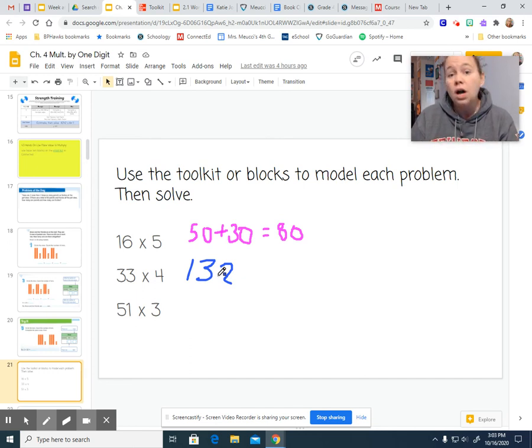I want you to pause this video, and then I want you to figure out this problem by yourself. Now you can either draw the base 10 blocks and cubes on your whiteboard, or you can open up the toolkit and give it a try. So go ahead and hit pause. All right, so let's see if you got it right.